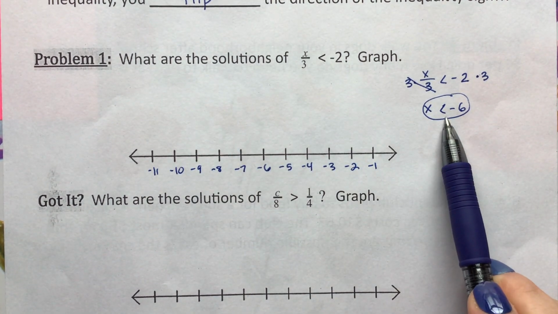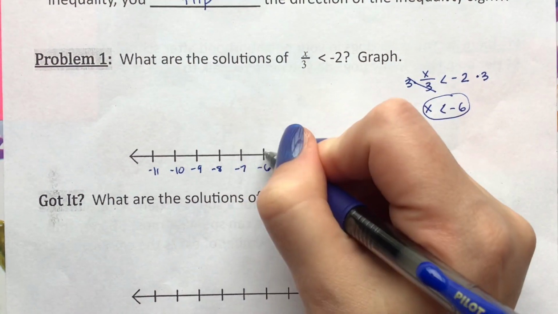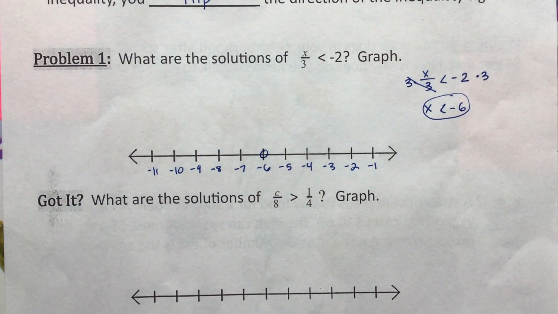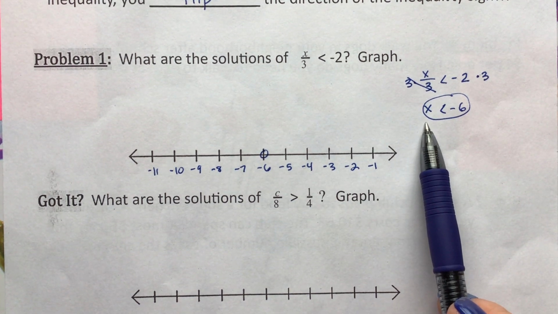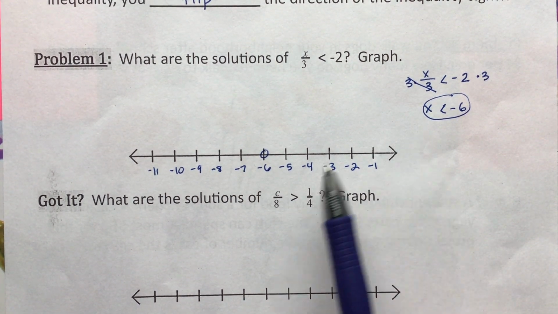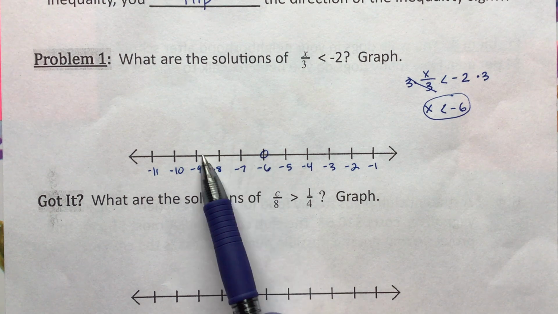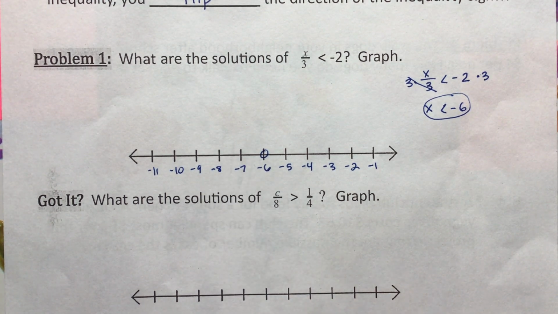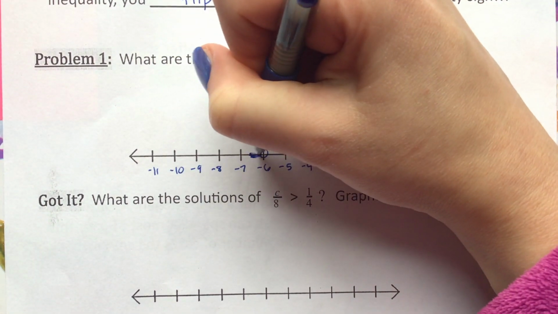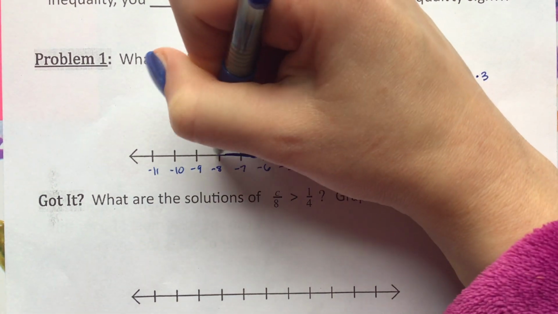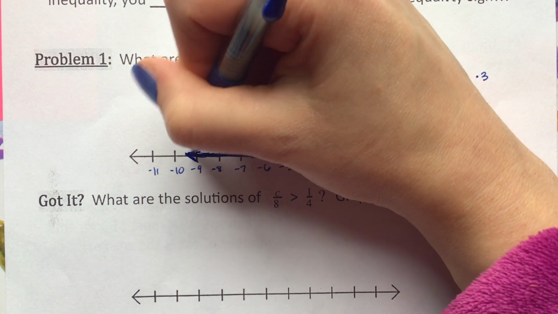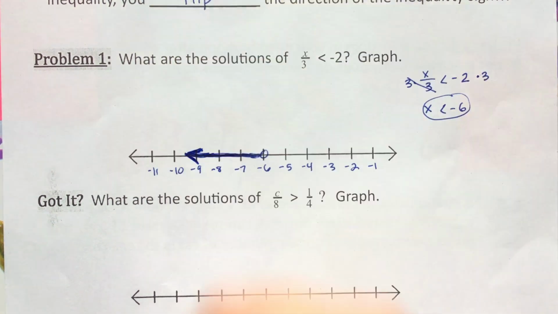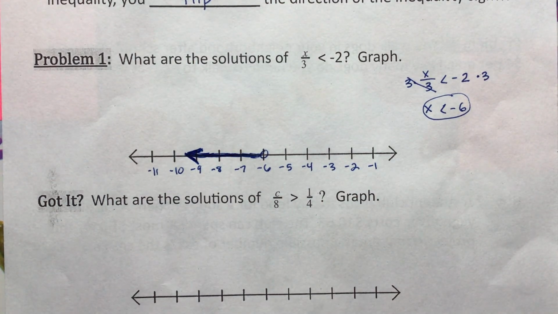And then it says x is less than negative 6. So I'm going to go to negative 6 and put a circle on it. Now this circle needs to remain open because it's strictly less than. Then I need all the numbers that are going to be smaller or of smaller value than negative 6, which is going to go to the left. So I'm going to shade that number line to the left some, drawing my arrow, and I'm good to go for that one.